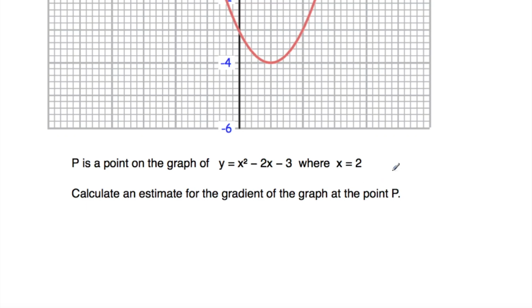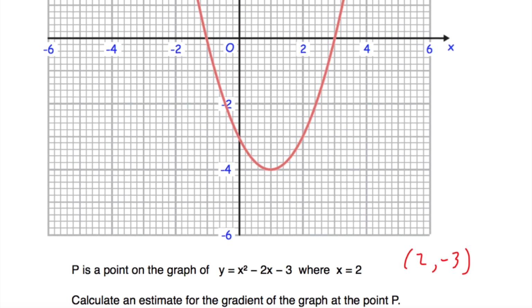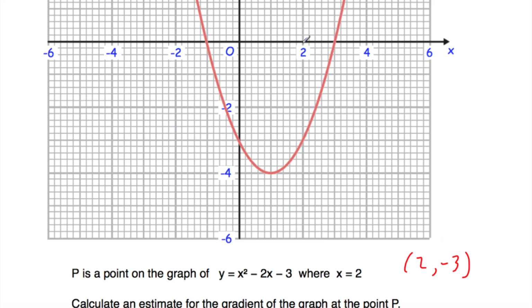So let's find out where the point P is. We know the point P has got an x coordinate of 2. Now, to find where the point P is, there's a couple of approaches we could use. One is to substitute 2 into the equation, and you get 2 squared is 4. Take away 2 times 2, which is 4, so 4 take away 4 is 0. Take away 3 is negative 3, so it's the point 2, negative 3. Alternatively, because you know it's on the curve, you could just go 2 across, and then go to where it is on the graph, which is the point 2, negative 3.